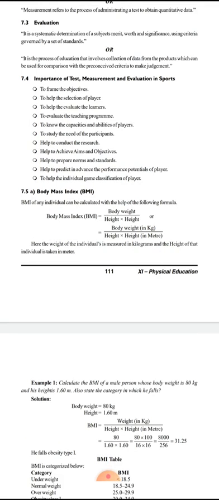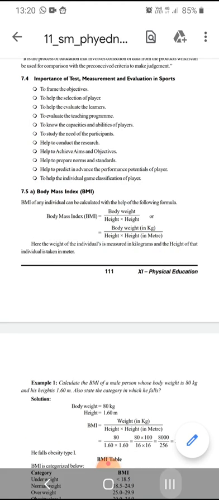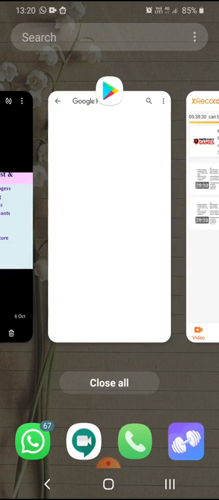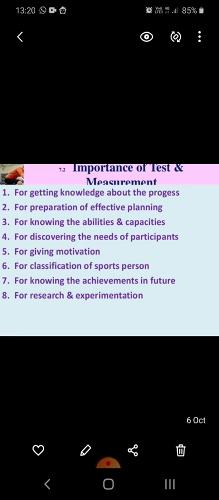Importance of test, measurement and evaluation. Under which: for getting knowledge about the progress, for preparation of effective planning, for knowing the abilities and capacities, for discovering the needs of participants, for giving motivation, for classification of sports persons, for knowing the achievement in future, for research and experimentation. So these all are the importance of test, measurement and evaluation.